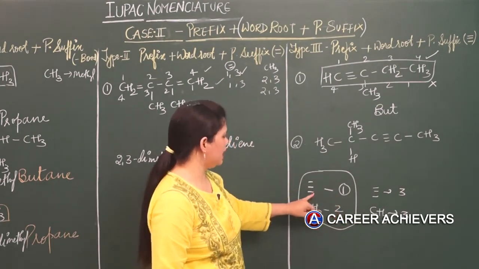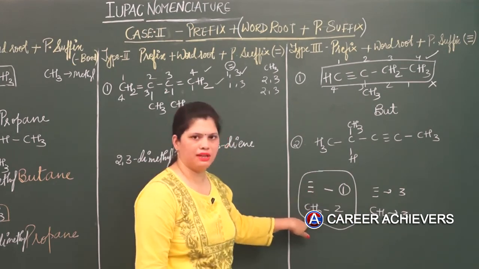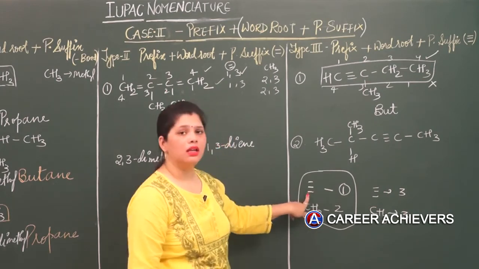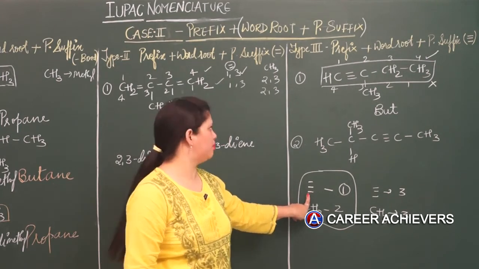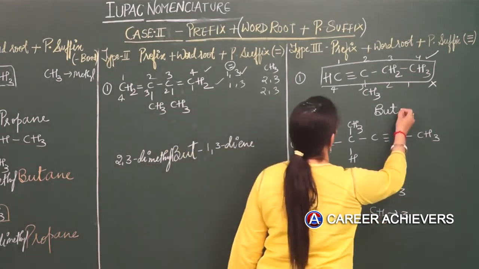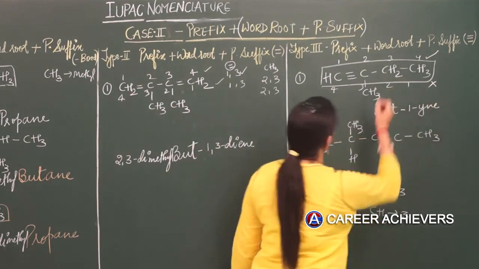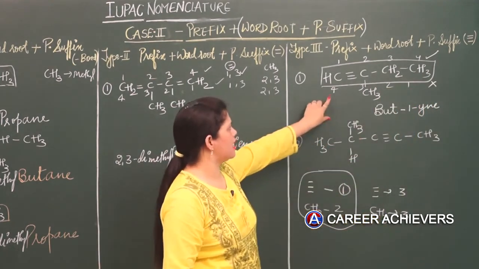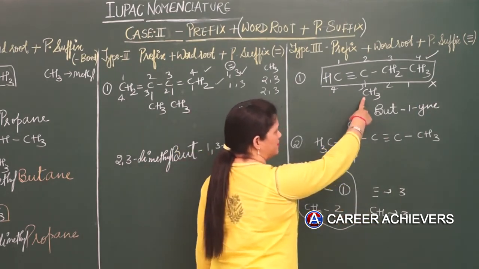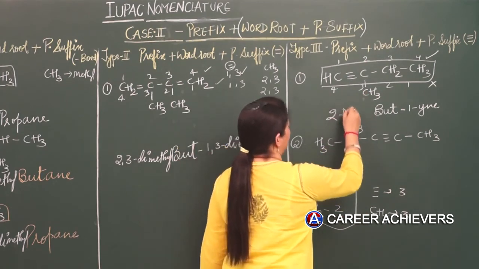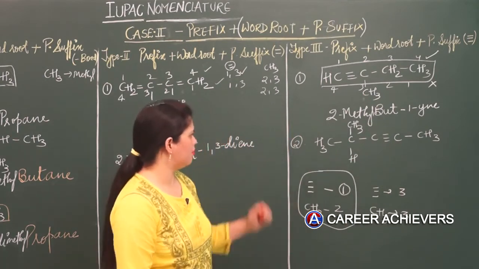So we have to see that if 2 situations are there, you have a multiple bond and you also have a prefix, then the lower numbering should be given to the multiple bond, right? So the name of this molecule would be but-1-ine, because from the upper numbering the triple bond is at the first carbon, and if we have to specify the position of this methyl, then 2-methyl-but-1-ine is the name of the molecule.